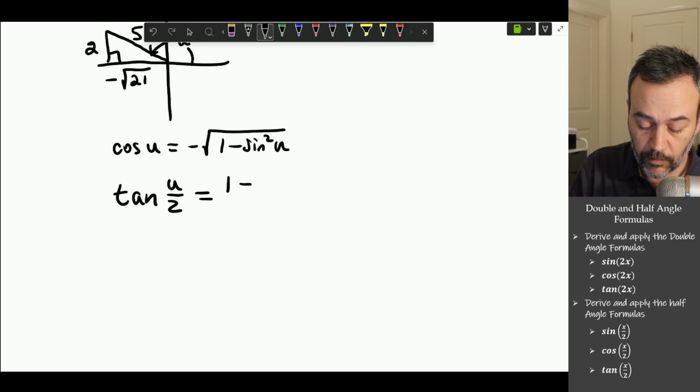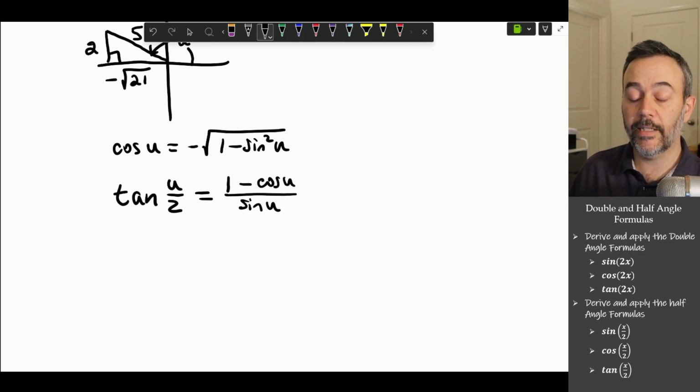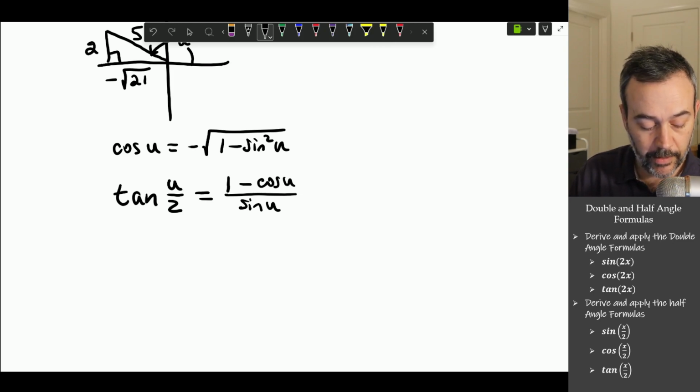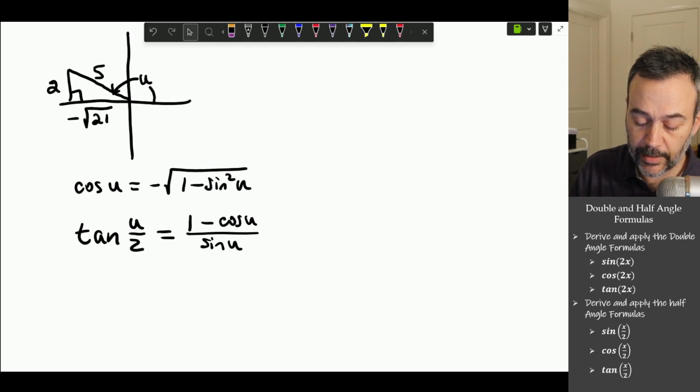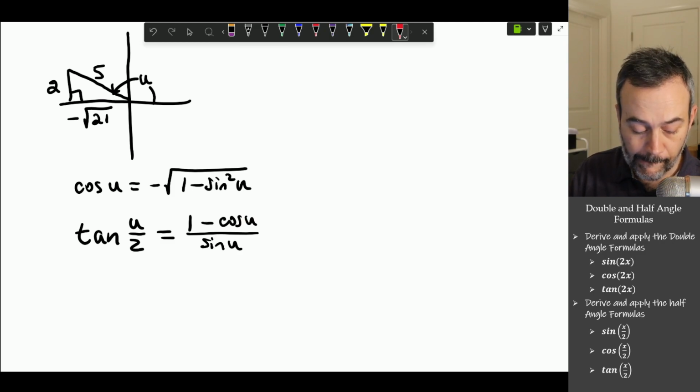Tan of u over 2 is 1 minus cos u over sine u. And that's one of the half angle identities on your identity sheet. And now the reason I needed to use this Pythagorean identity is because I need to know cosine of u.